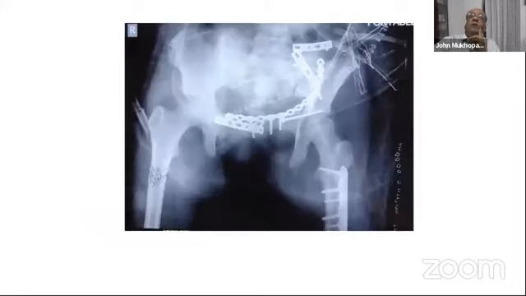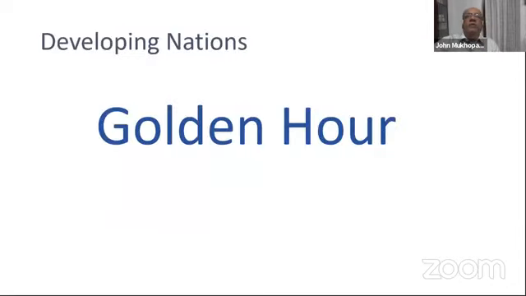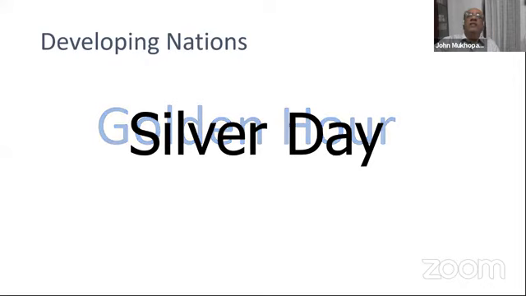And then when the patient was more stable, you could go ahead and do the complicated fixation of the pelvic and acetabular fractures at a later date when the patient was all stable. So I think in developing nations, the golden hour is still very difficult for us to really get onto the patients. It's really the silver day that we need to try and improve our management in.